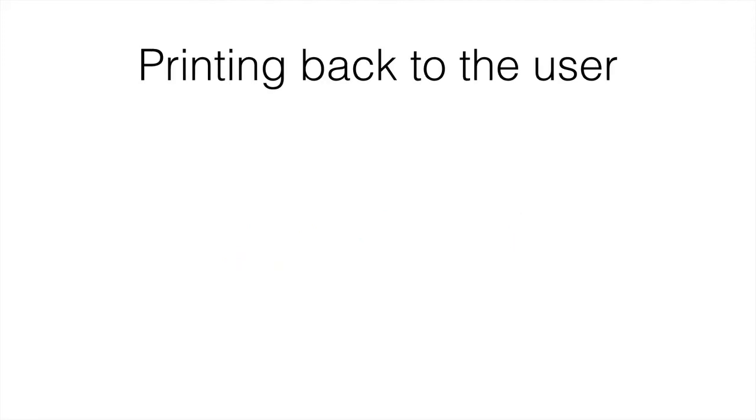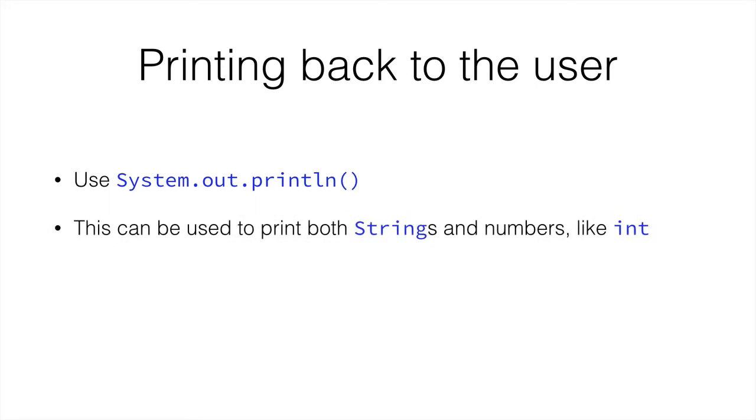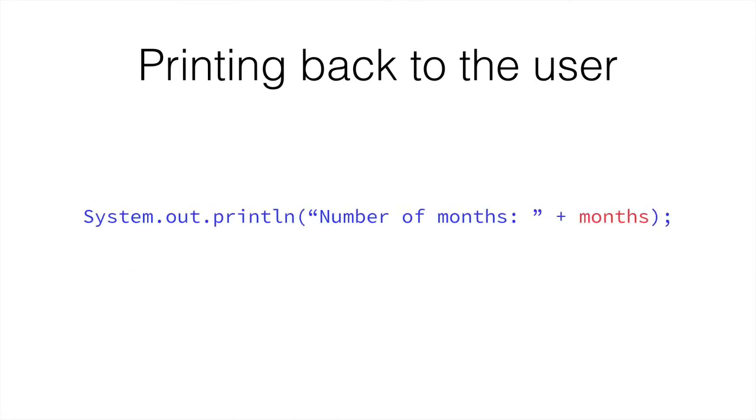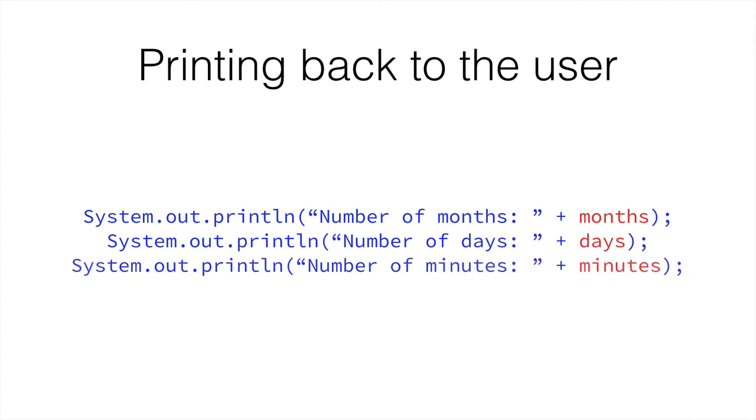Okay, in order to print back to the user, we would use system.out.println. And as we know, this can be used to print both strings and numbers like int, and we can concatenate them with the plus sign, like so. So system.out.println, and then number of months, and then plus after the end of the string. Remember, see how we close the quotation mark that makes the string up, and then we put the plus sign and then the variable. Similarly for the number of days and the number of minutes.